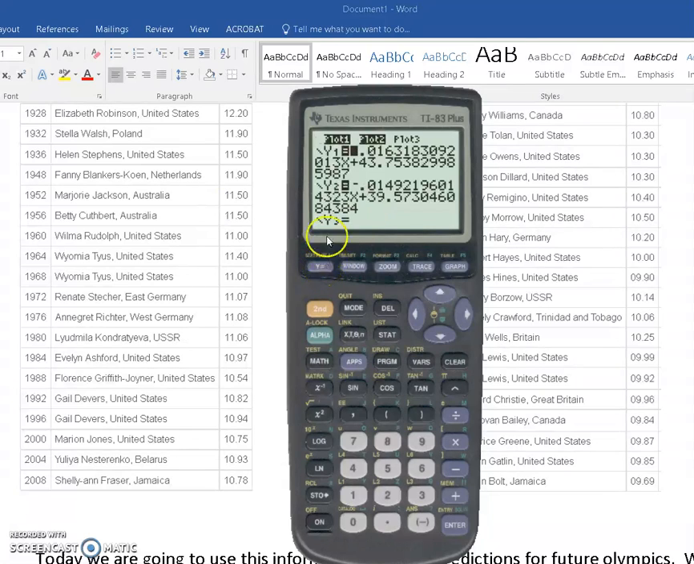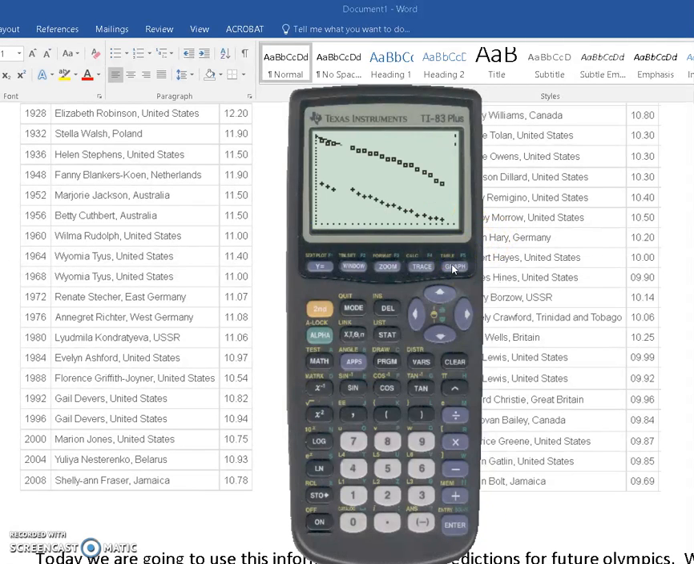If I go to y equals, I have the girls' times in y sub 1 and the guys' times in y sub 2. You can see I don't have anything in the other y values, just those two equations. If I go to graph them, I have the girls' line first, and then the guys' line. Then I can do several things to make some predictions.